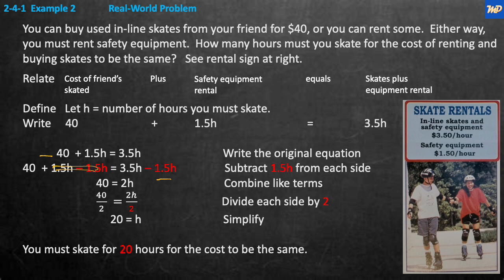40 equals 2h. Well, how much is 1h? Well, we have to divide both sides of the equation by 2. And when we do that, we're going to end up with h. 2 over 2 is 1. H equals 40 divided by 2, 20. So you must skate 20 hours for the cost to be the same. And then for anything after that, it'd be cheaper to have what? Bought the skates. Okay?